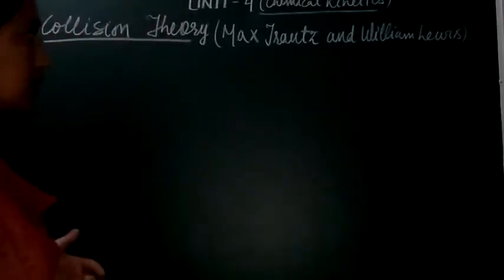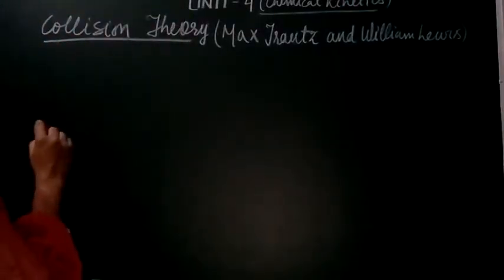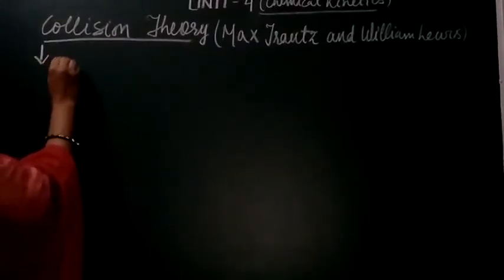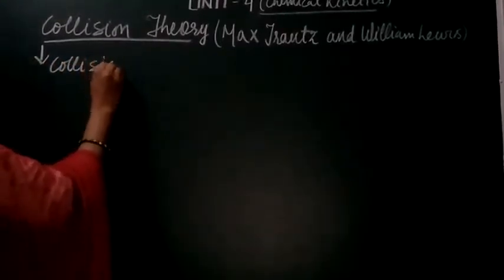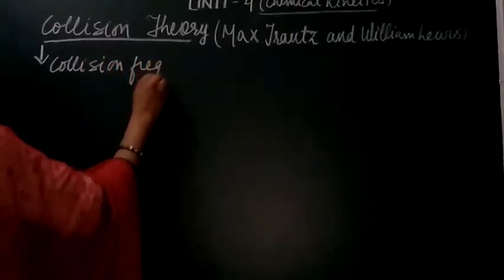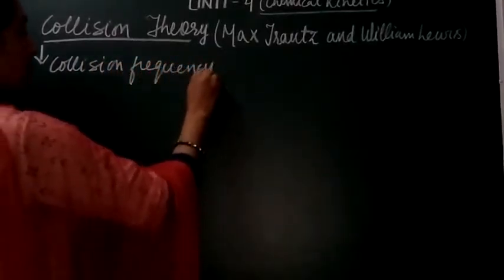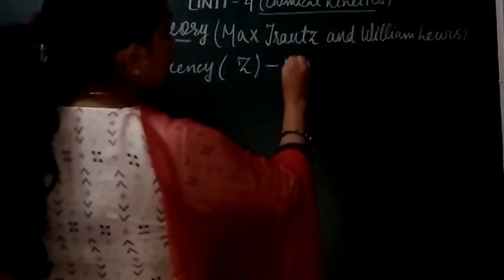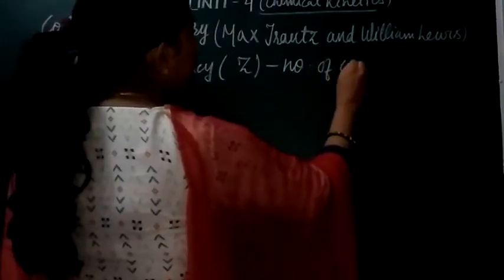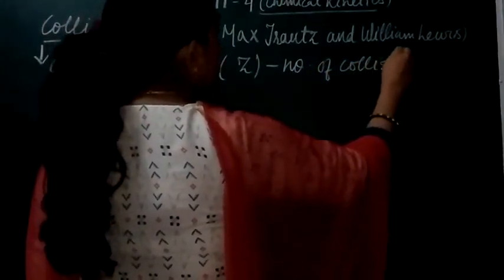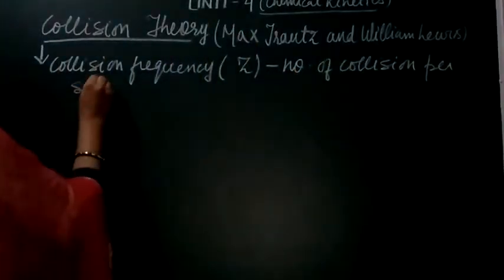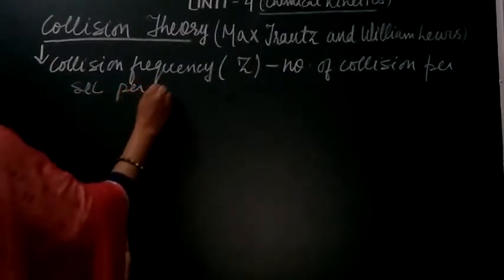Now, we are going to discuss here the collision theory. So, according to the collision theory, we have discussed just here the term collision frequency, denoted by capital Z. So what is it? It is the number of collisions per second per unit volume.